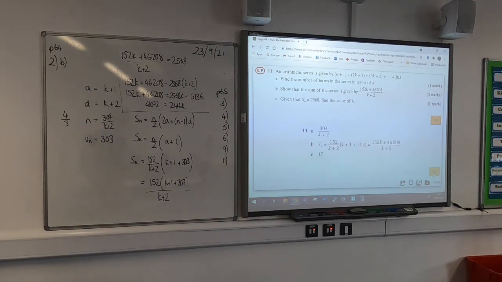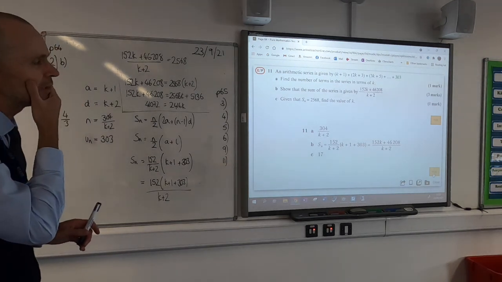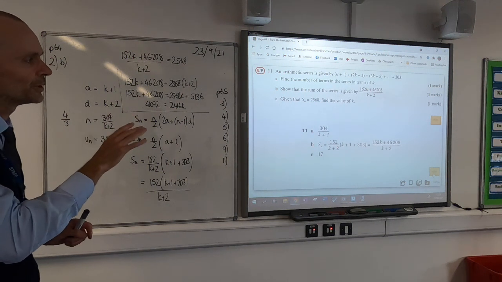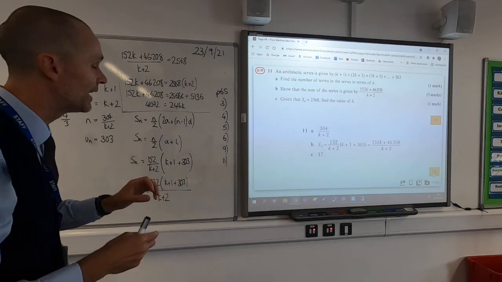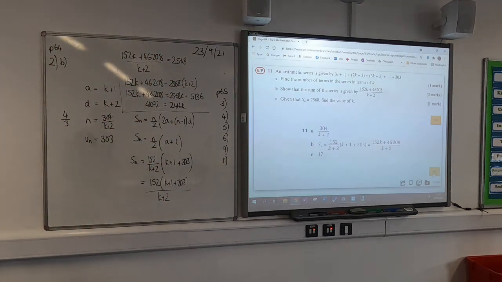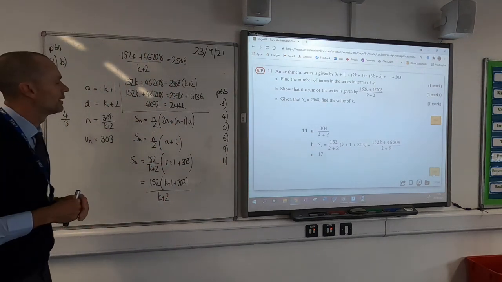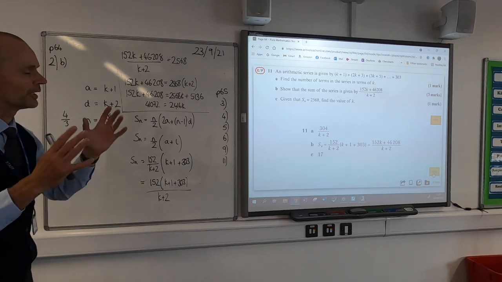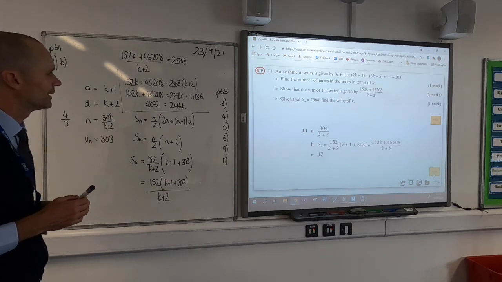So this is a definite step up in difficulty, isn't it? Firstly, because it's the first question we'd met where we needed to decide which formula to use. It wasn't obvious. So part A, we used the un formula for a particular term. Part B, we used the sum formula. And then part C was just a little bit of algebra.